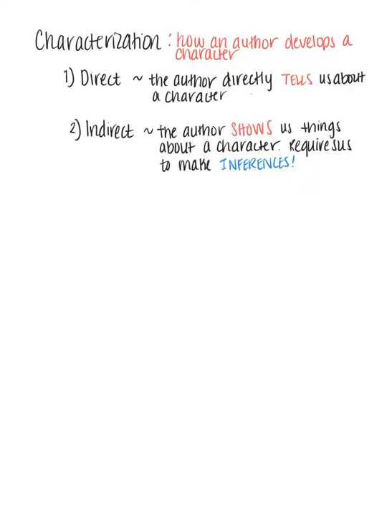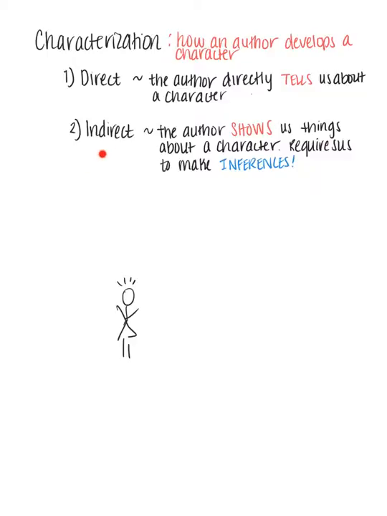So when we talk about how an author develops a character, like Ichabod Crane, an author can do it in one of two ways. An author can either use direct characterization, and by direct characterization, we're talking about the way that the author directly tells us about a character. There's no arguing or disputing what a character is or looks like because the author directly tells us.